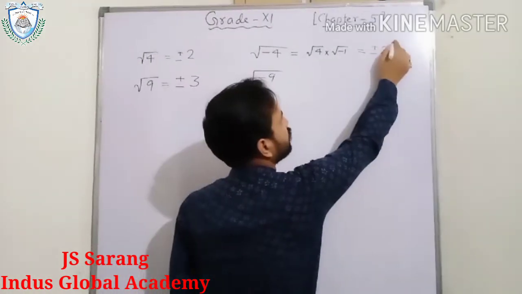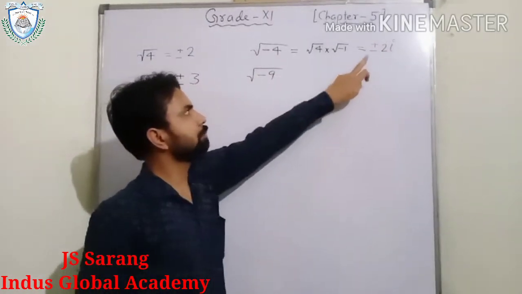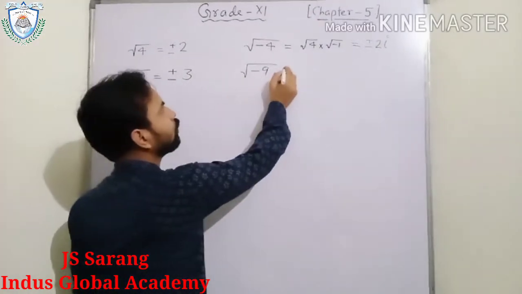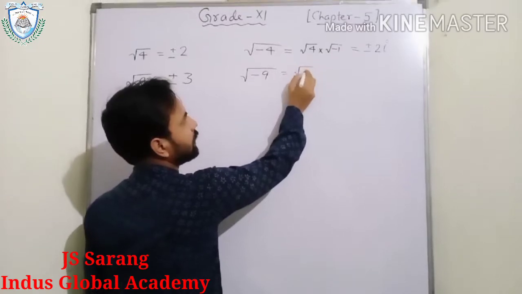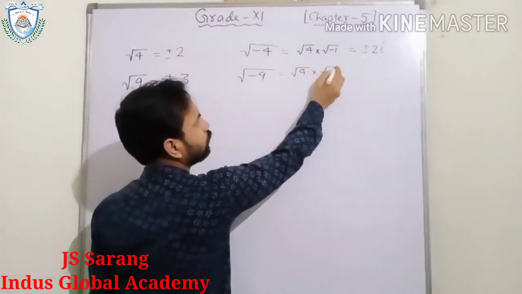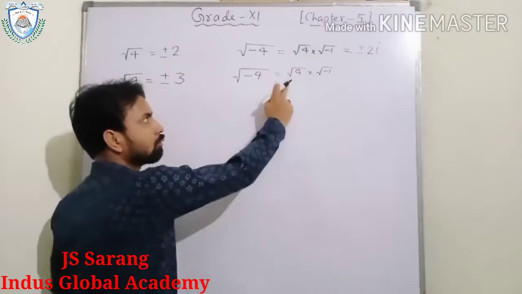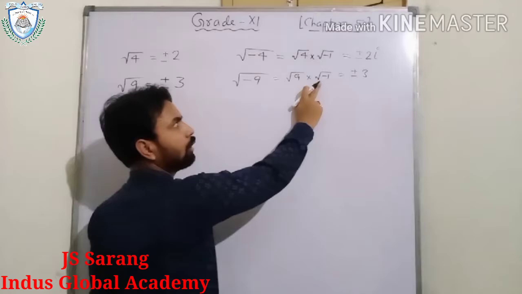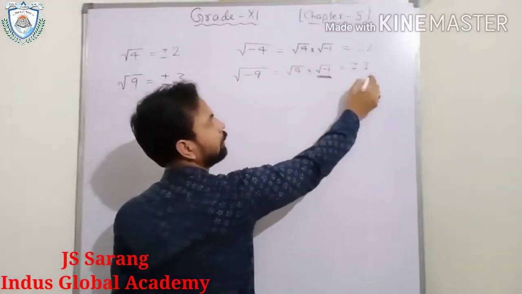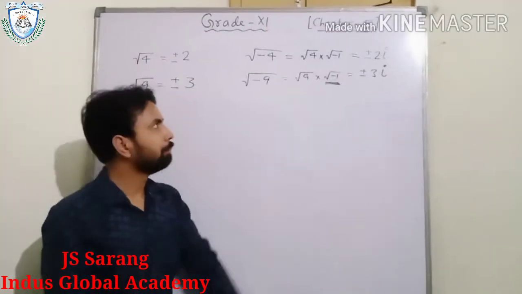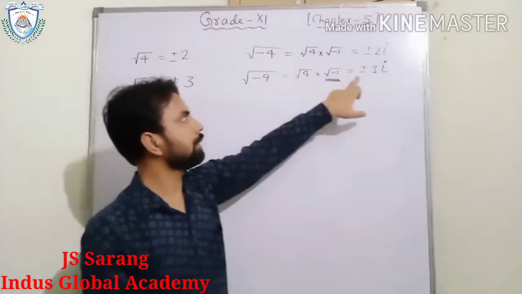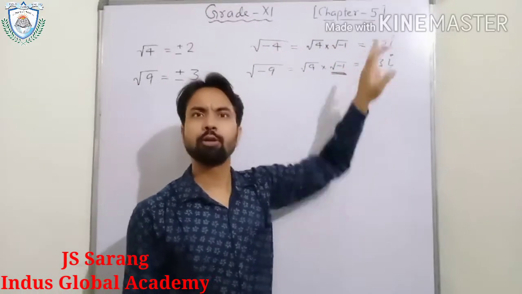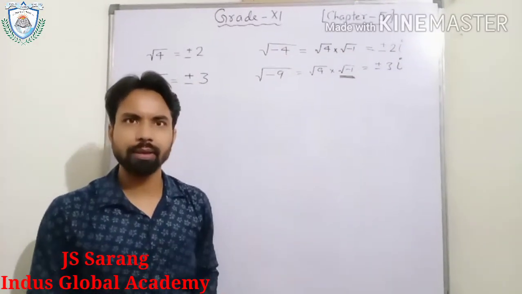means iota. So the value of square root of minus 4 is plus minus 2i. Understood? Similarly, square root of minus 9 can be written as square root of 9 into square root of minus 1. Square root of 9 gives you plus minus 3 and square root of minus 1 is the value of iota. So square root of minus 9 gives you plus minus 3i, and square root of minus 4 gives you plus minus 2i. Hope it is clear to everyone.